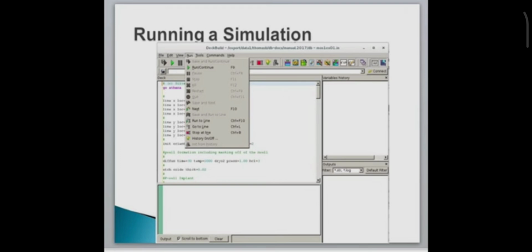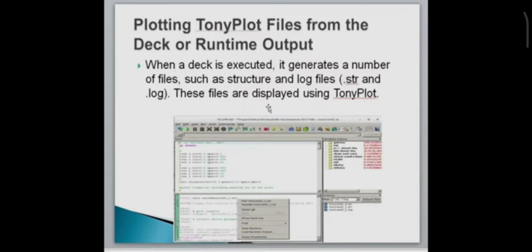In the next slide, when a deck is executed, any program generates a number of files such as structure files and log files. These files are displayed using TonyPlot. Whenever TonyPlot recognizes a file name .str or .log in the deck or the RTO, you can also see the structure using the RTO. Using the editor window, you can also show the structure file and log file from the saved directory. You can plot the structure from the RTO also.